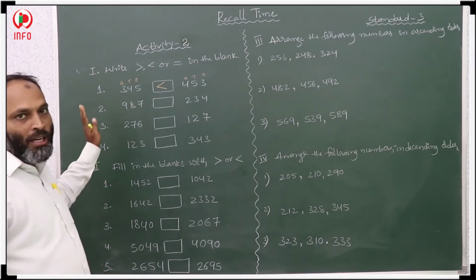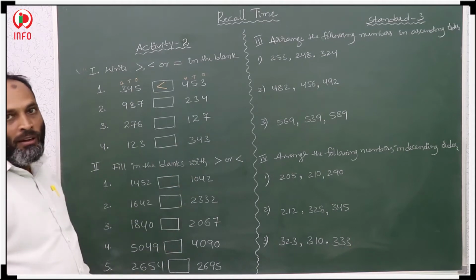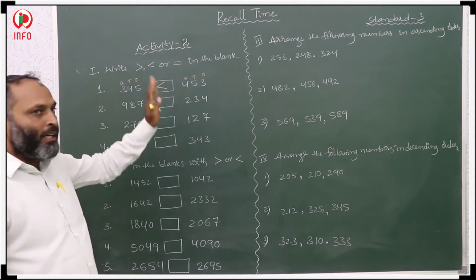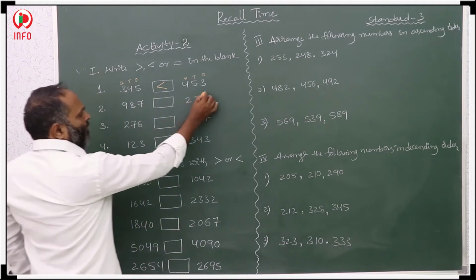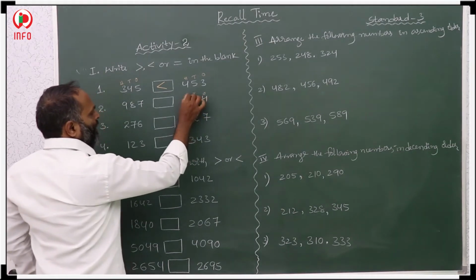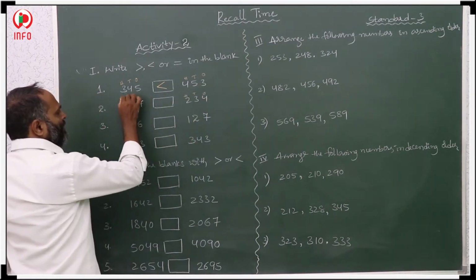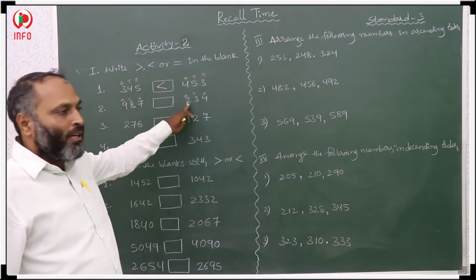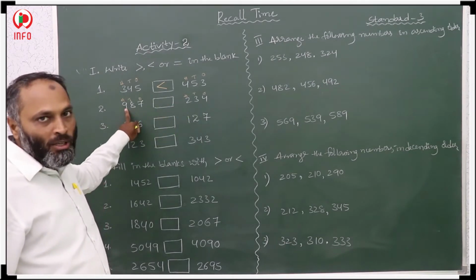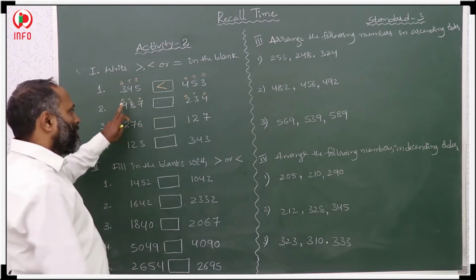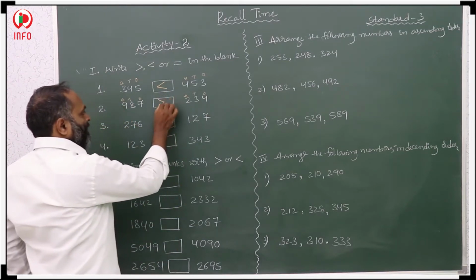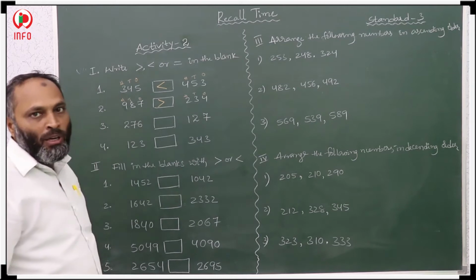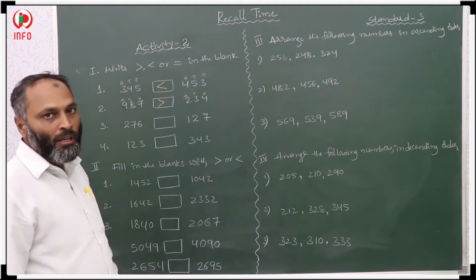One by one we have to tally from left to right. Left digit to right digit. Ones, tens, hundreds. Here in hundreds place 9 is there, here in hundreds place 2 is there. 9 is bigger, so this one is bigger, so greater than. 987 is greater than 234.